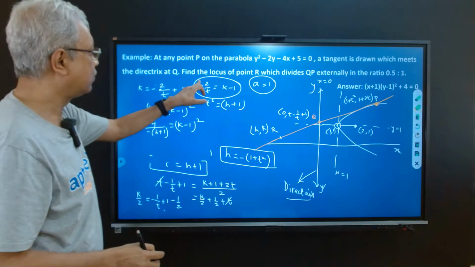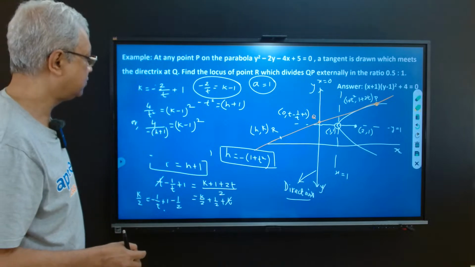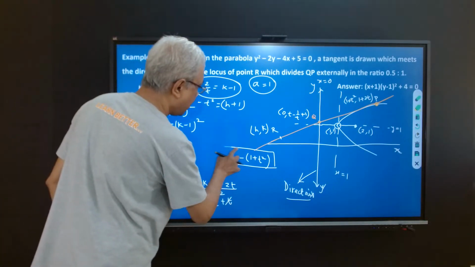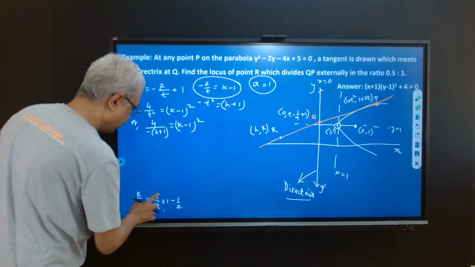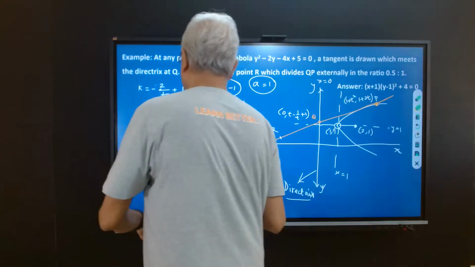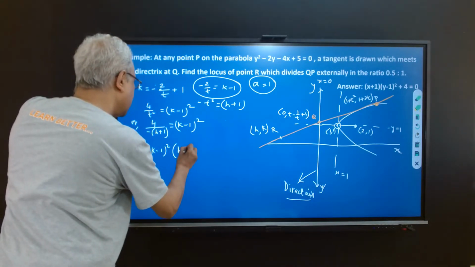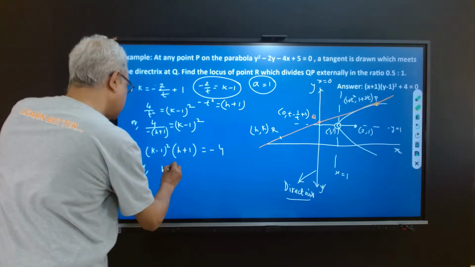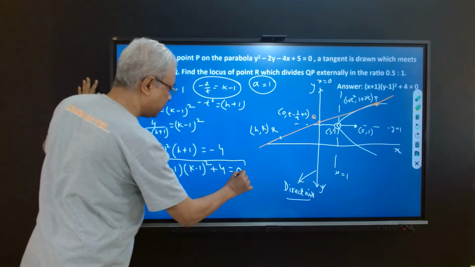Is the calculation okay? So 4/t² from this is (k − 1) whole square, but t² is equal to −(h + 1). So 4/(−(h + 1)) is equal to (k − 1) whole square. So after eliminating t from these equations, I get a relationship between h and k. That relationship is (k − 1)² (h + 1) = −4, or (h + 1)(k − 1)² + 4 = 0. So this is the relation between h and k.